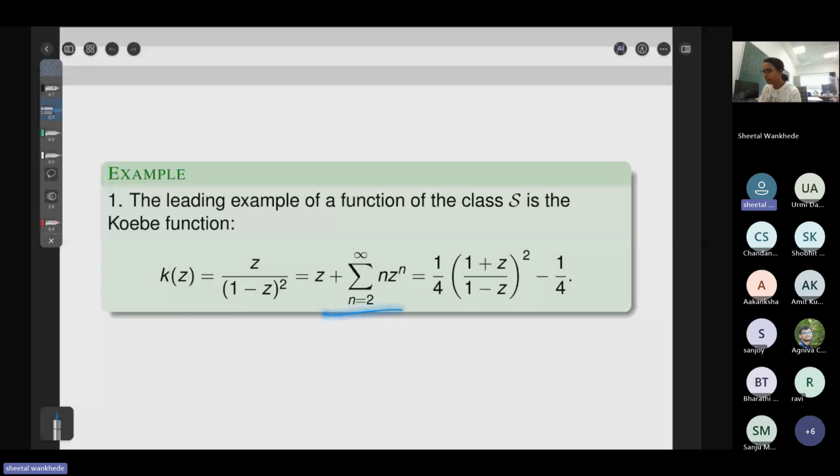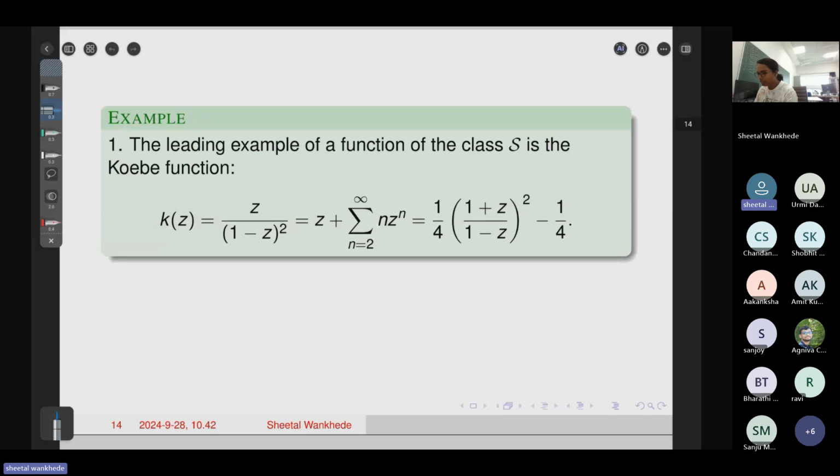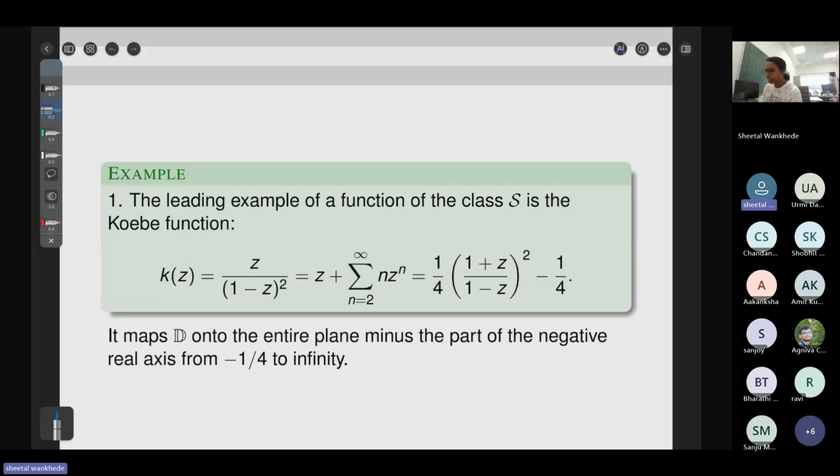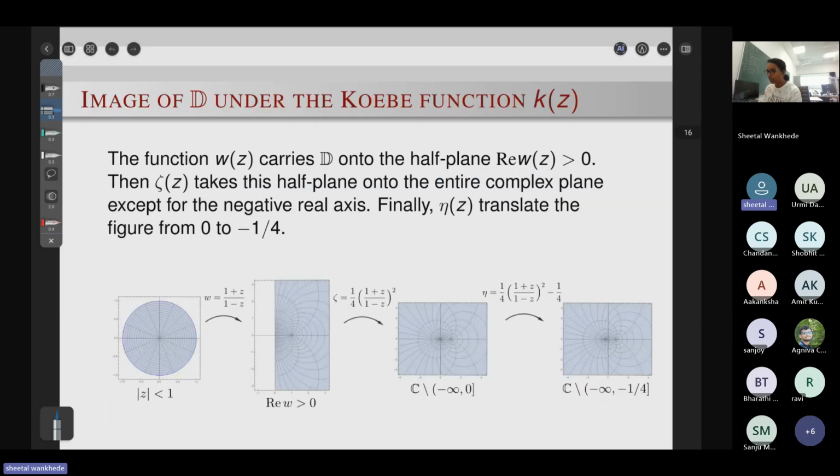series expansion, well known. We can split this function in these two forms. So we can easily see the image of the unit disk under this function K of z. This function maps the unit disk onto the entire complex plane minus only the negative real axis from minus infinity to minus 1/4. So let us see how it works.